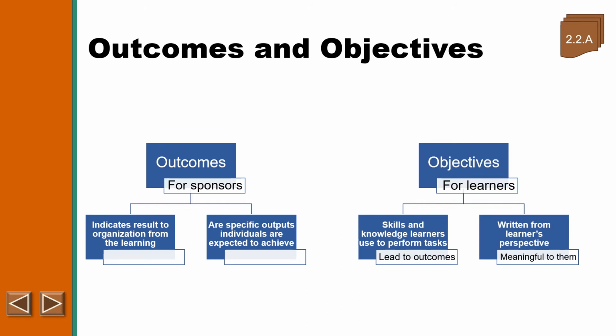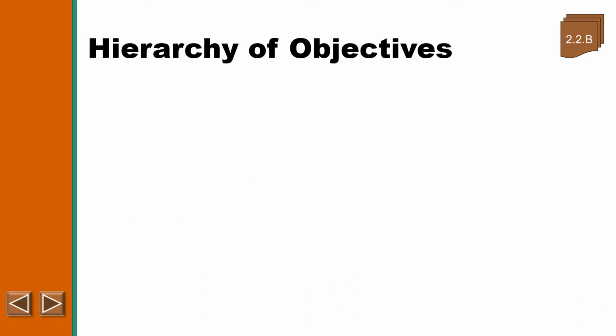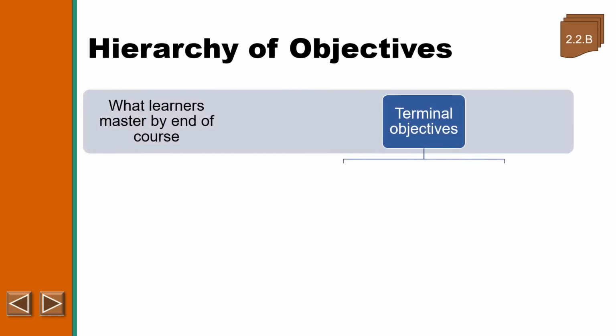The objectives are written for the learners, and they identify the knowledge and skills that learners are going to use to perform tasks. Those tasks lead to the outcomes, and the way that they are written are meaningful for the learners. And there is a hierarchy of objectives. So we'll talk about that next. In the hierarchy, the terminal objectives are at the top, and they are what the learners must master by the end of the course.